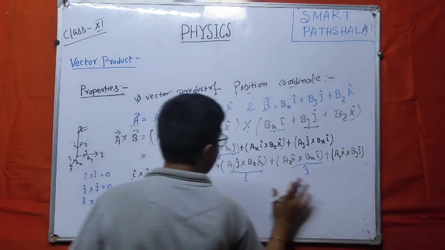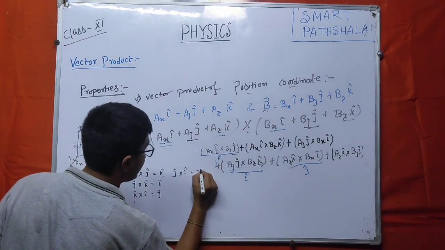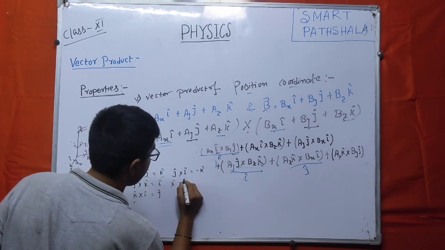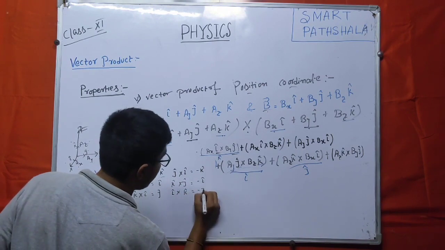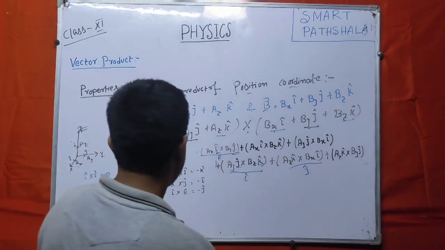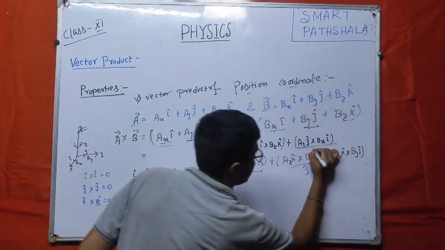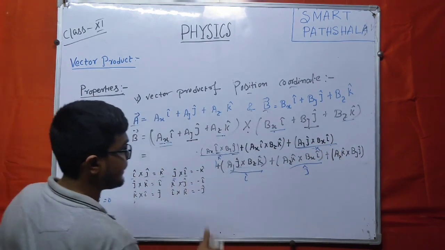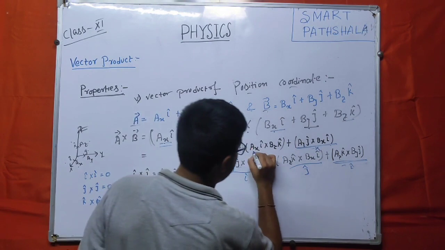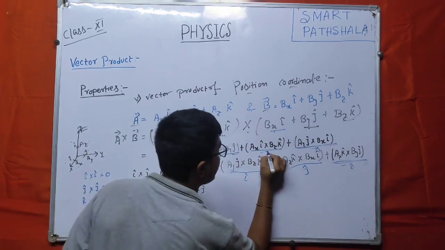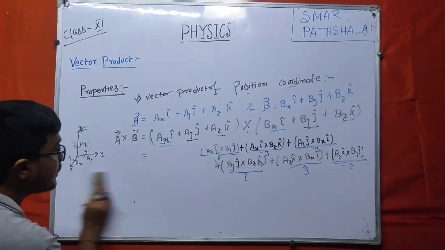Again, j cross I equals minus k cap, k cross j is equal to minus I cap, and I cross k equals minus j cap. Find all these: here ji will give us minus k, kj will give us minus I, and ki will give us minus j. Now we have found the vector product of unit vectors.